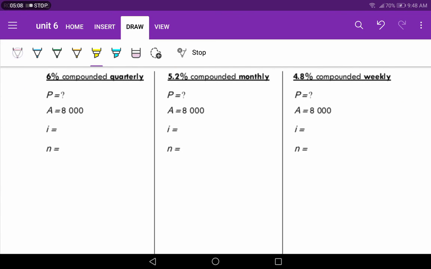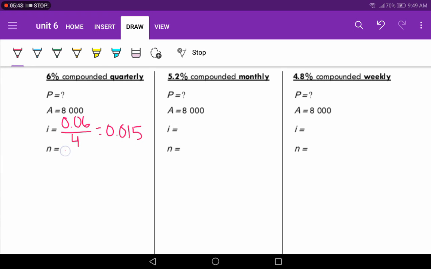6% compounded quarterly. We're trying to figure out our present value, right? Because we want to make $8,000 at the end of the time period, at the end of 5 years. To figure out our i, we take our percent as a decimal, 0.06, divided by the number of compounding periods per year, which is 4.